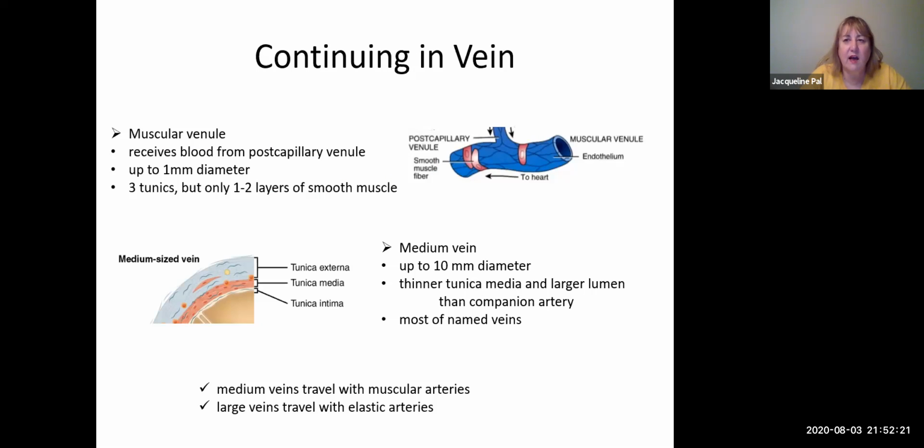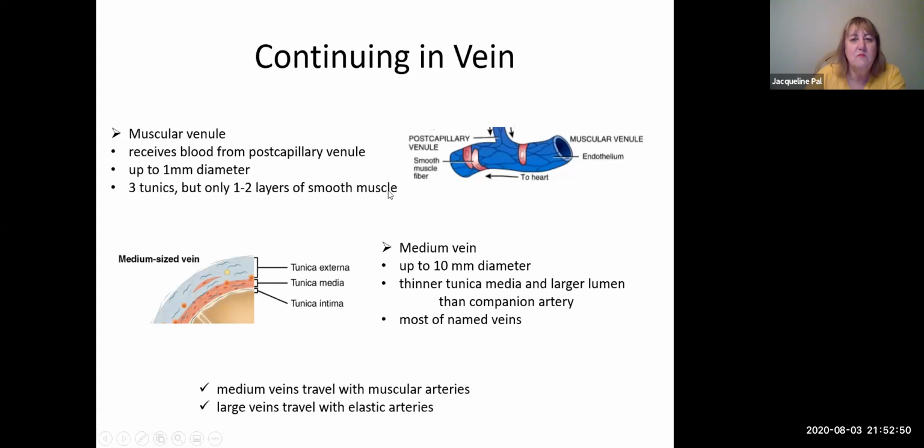Continuing on the venous side, we then move to our second category after venule/small veins. We go to muscular venules, which, as the name implied, now have muscles. So these are up to 1 millimeter in diameter. And so they have the 3 layers, again, tunica intima, media, and externa, but they only have 1 or 2 layers of smooth muscle. So the smooth muscle is very thin.